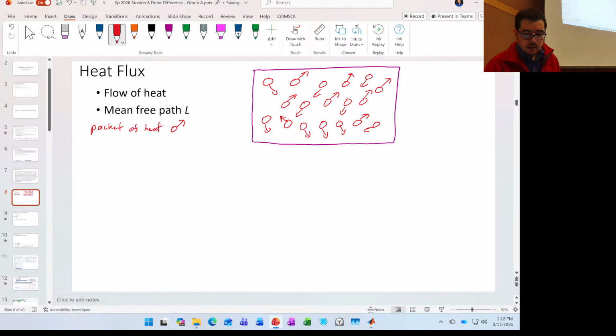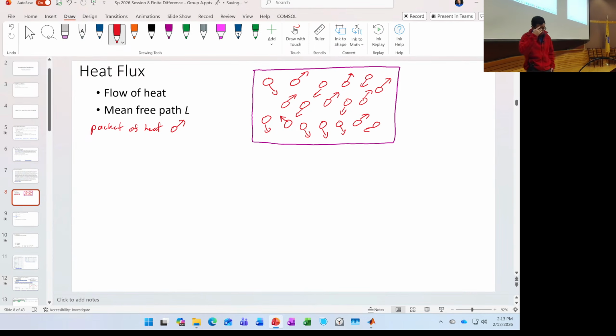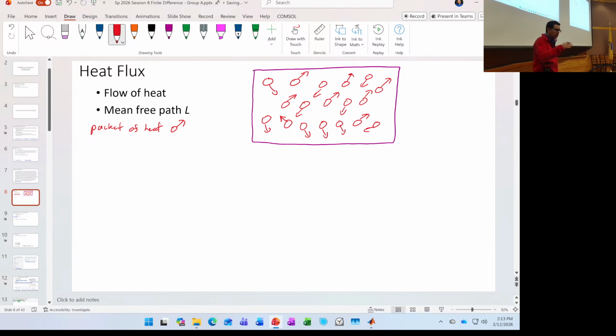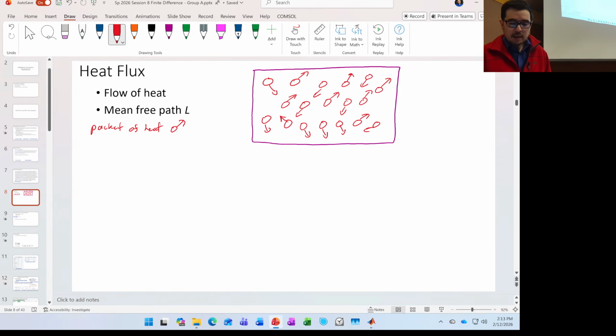Okay, so it could be some type of phonon, some type of photon, some type of realistic or not realistic thought of what a packet of heat looks like. And it can kind of choose to move around. Now, let's say that this is the positive x direction, downward.